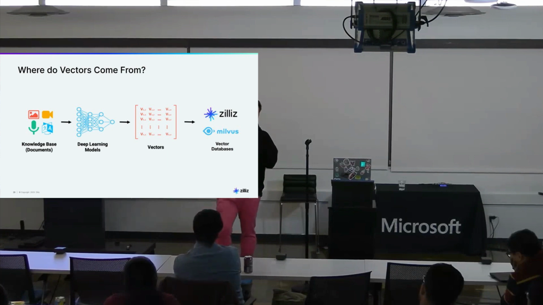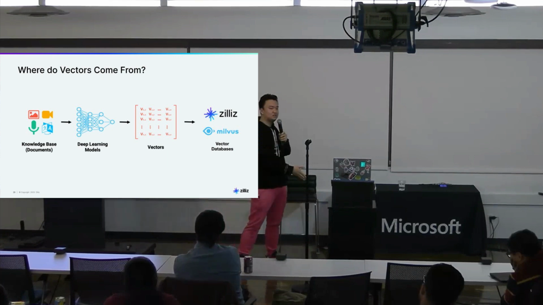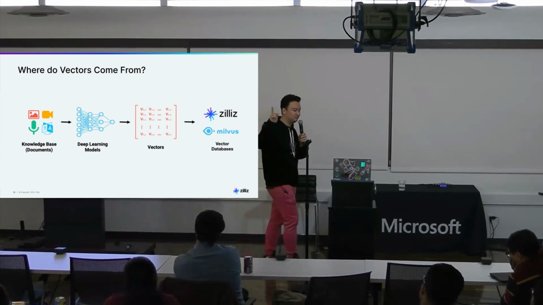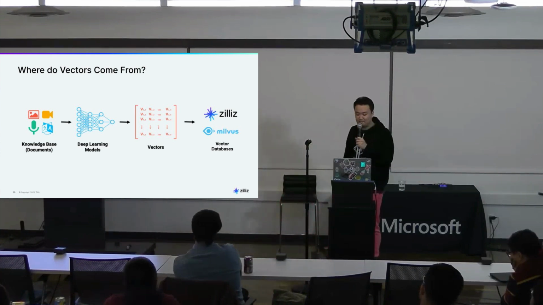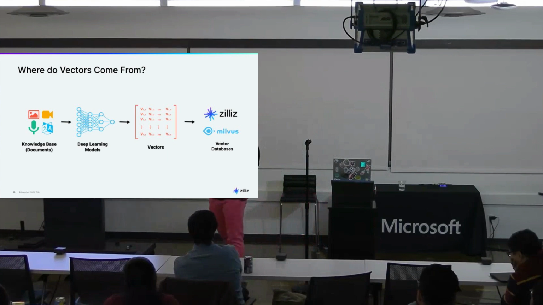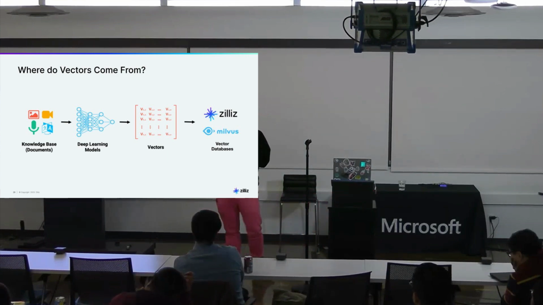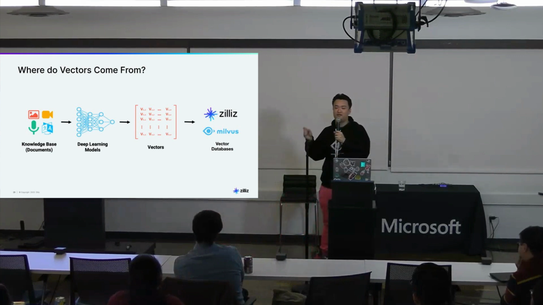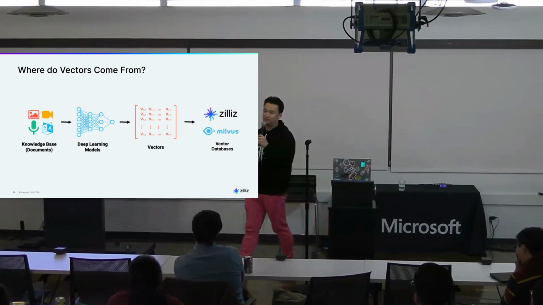So do not try to embed images with a text model unless you're using a multimodal model, which I'm writing a blog about right now, so you'll see that soon. But the idea is you get a deep learning model, you train it on some sort of data, and then when you're producing your vector embeddings, you want to cut off the last layer of the deep learning model.